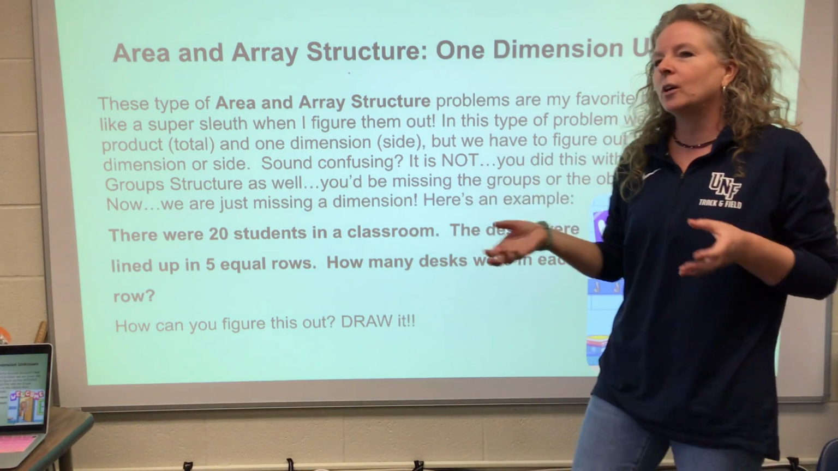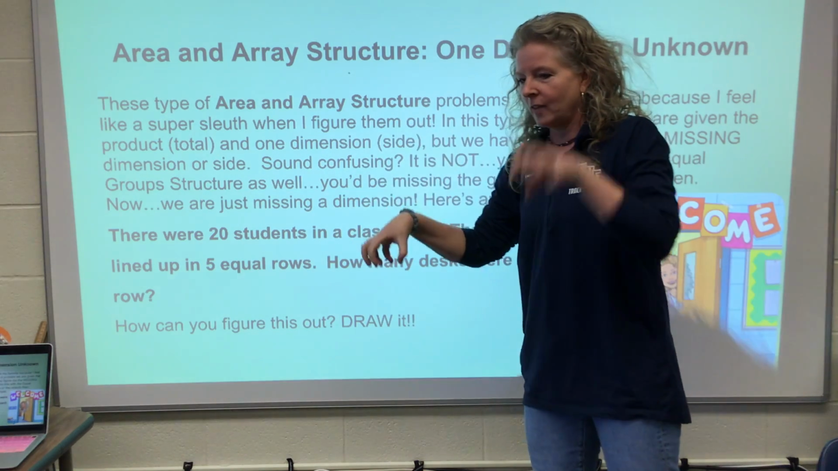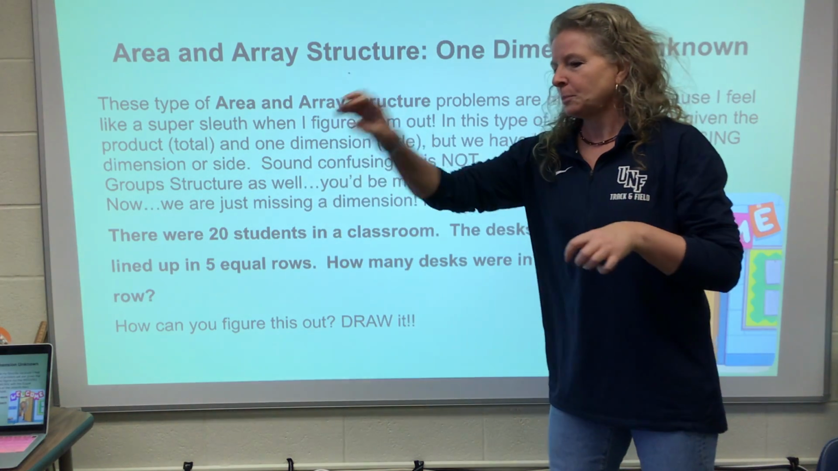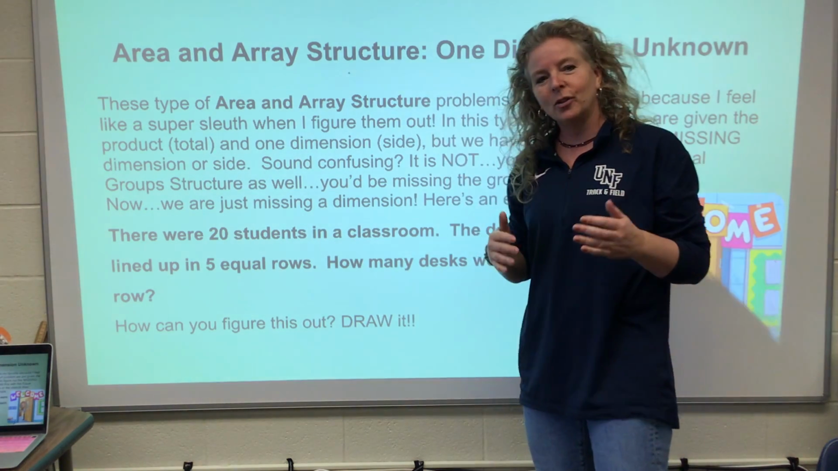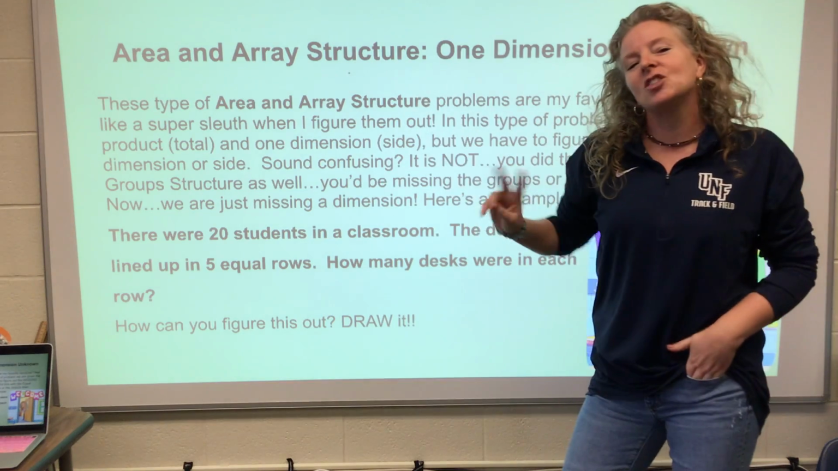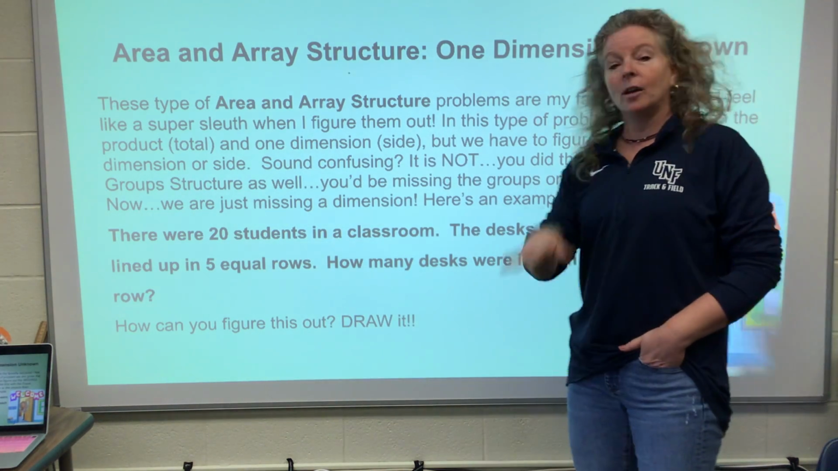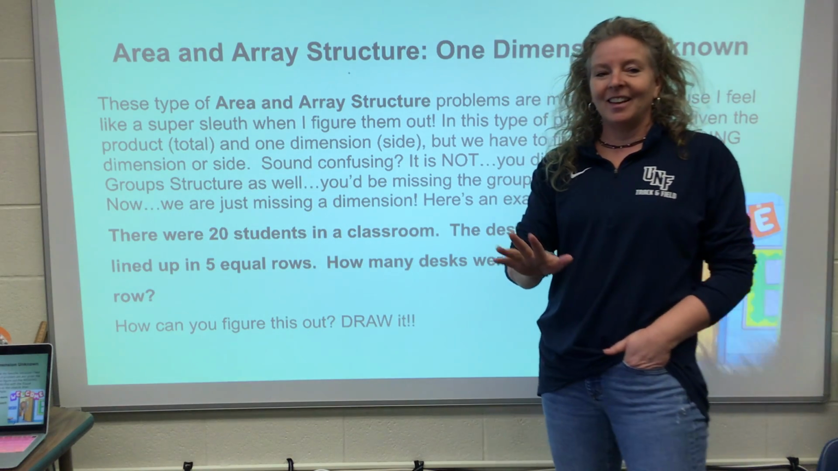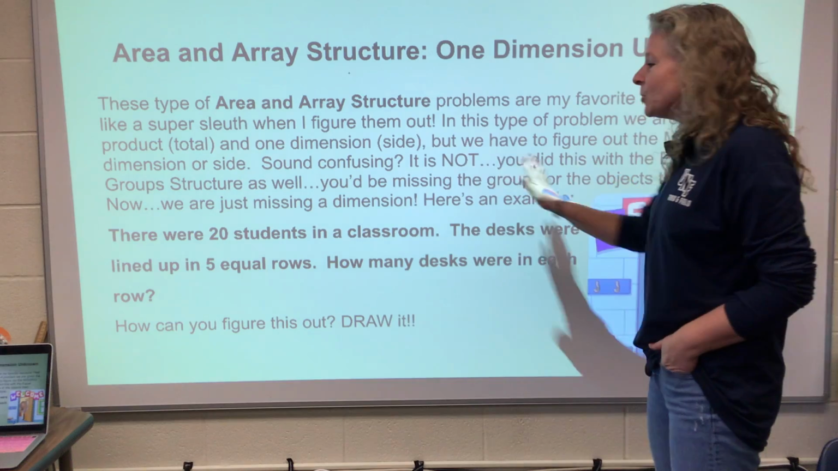Remember how we said it was weird when you had objects in groups, you were separating four things into equal groups. Well, this, you're just organizing stuff. You're organizing in rows and you're organizing in columns. So the function of the numbers in the problem is kind of the same, where it was a big difference in the equal groups. So it'll make more sense when we talk about it.